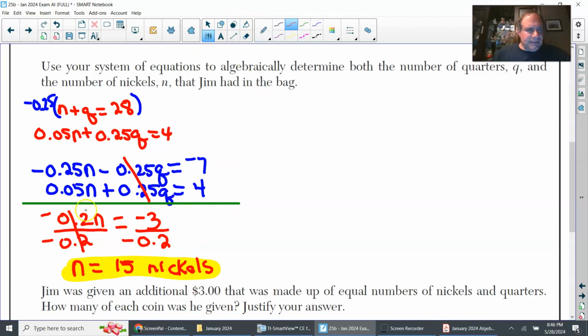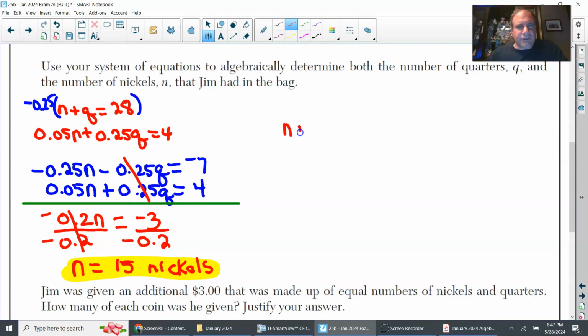So this right here was a negative, and you divide by a negative 0.2. You have negative 3 divided by negative 0.2. That is 15 nickels. If you ever get a negative, like I did there for a second, you know it's not negative nickels. It's positive nickels. You just messed up somewhere, and it's very easy to see exactly what you have to fix.